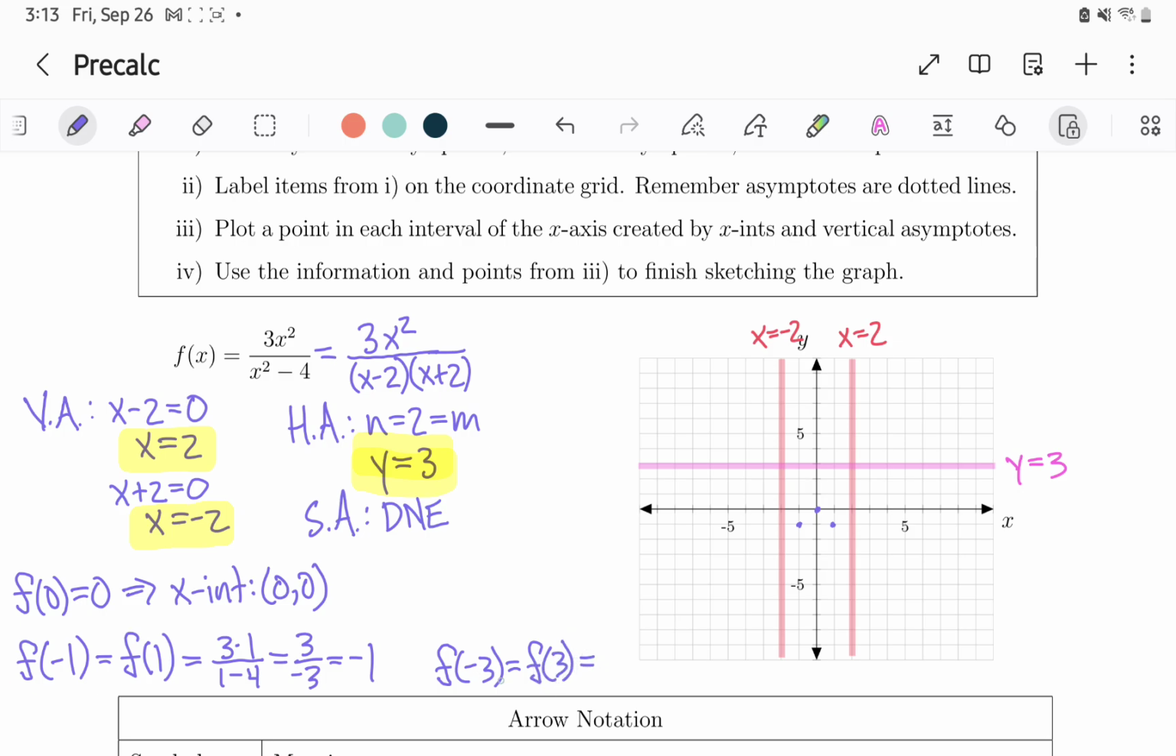So f of 3, which is equal to f of -3, is going to equal 3 times 3 squared, or -3 squared. In either case, we end up with 3 times 9 over, and then 3 or -3 squared is going to be 9 minus 4.